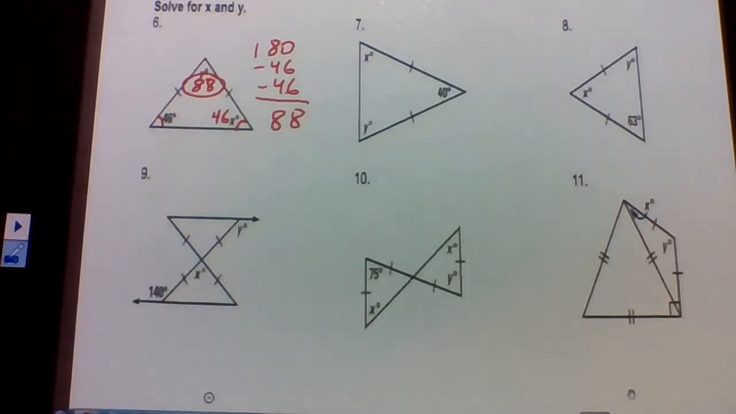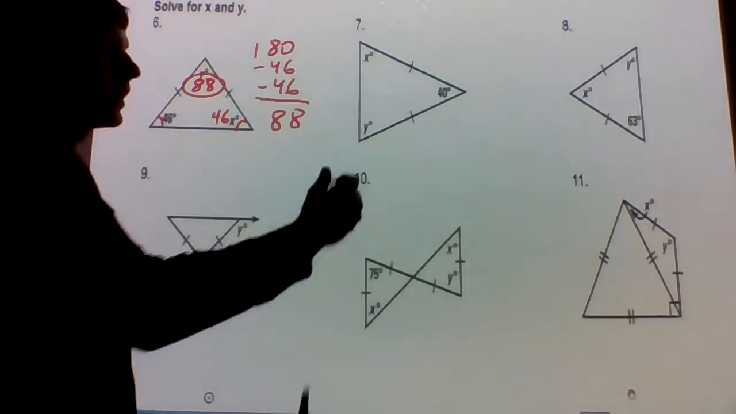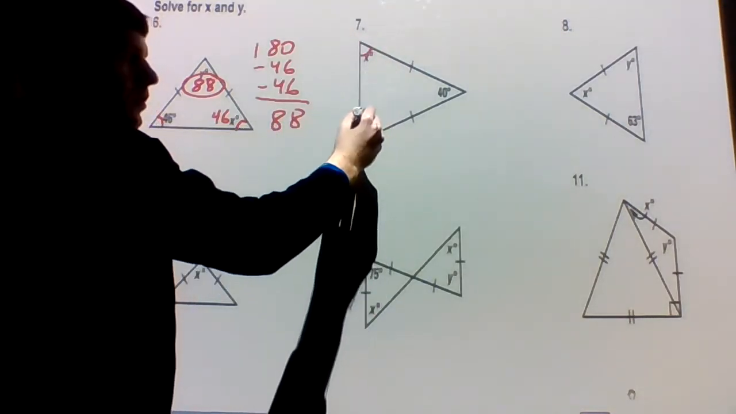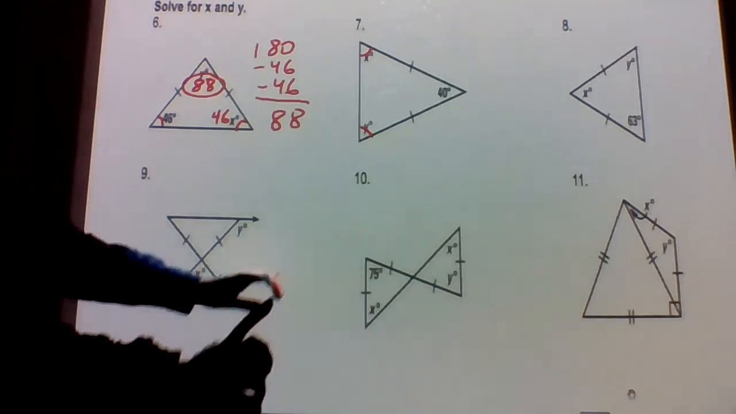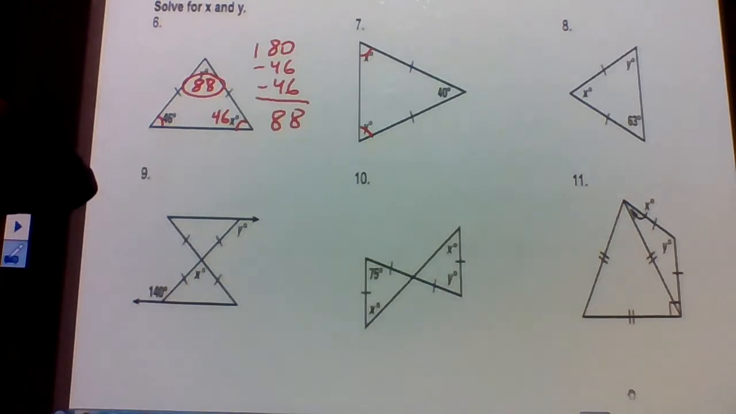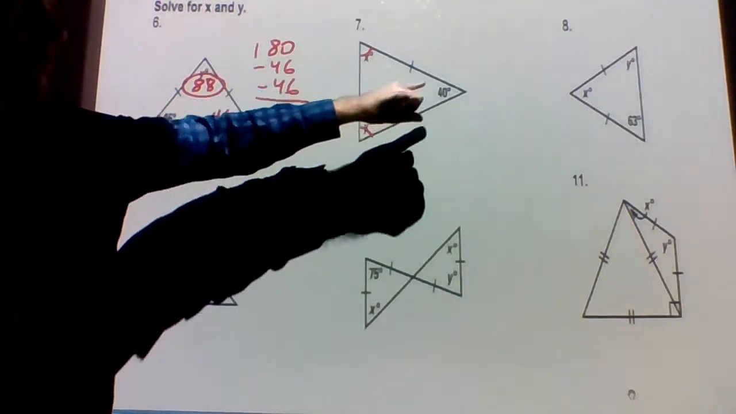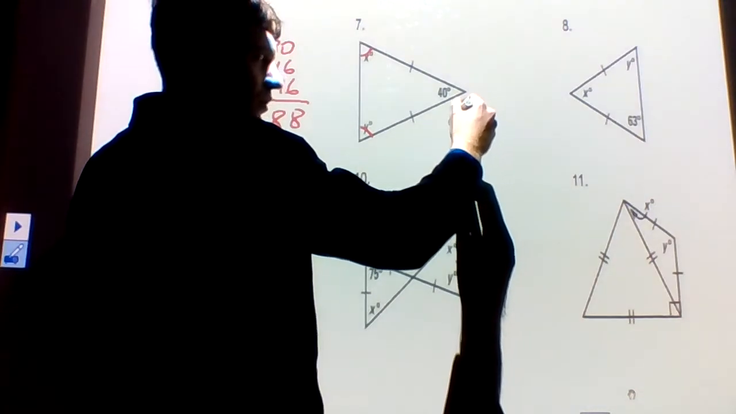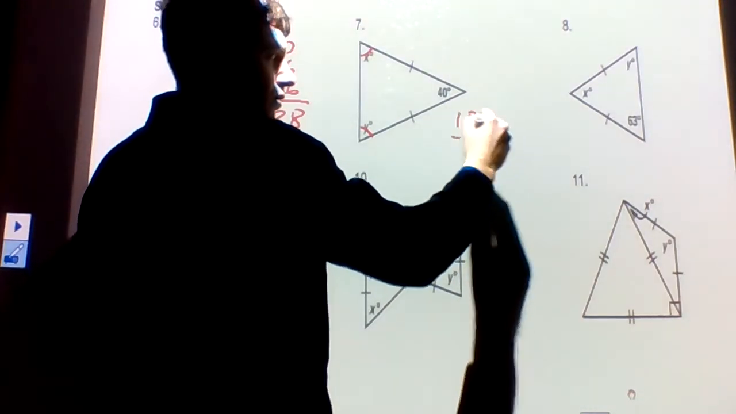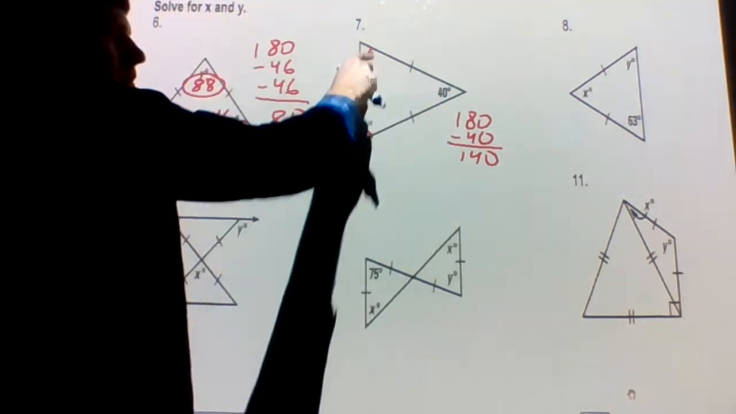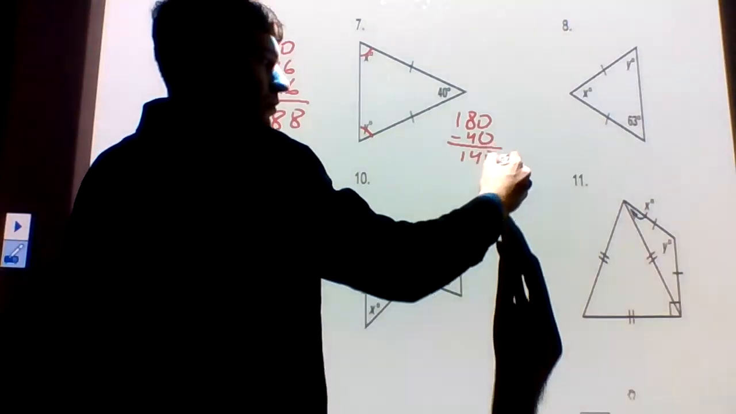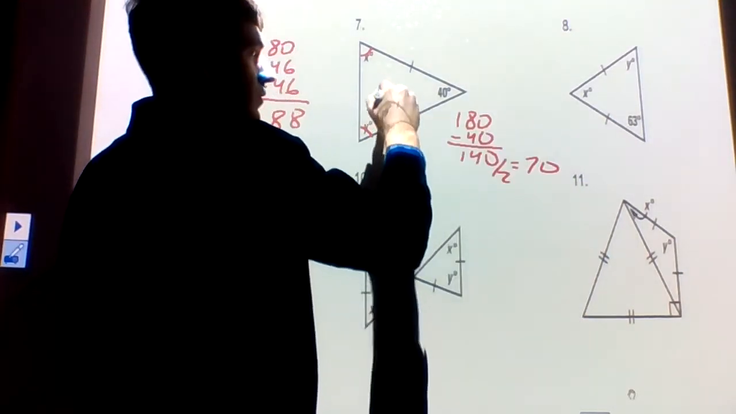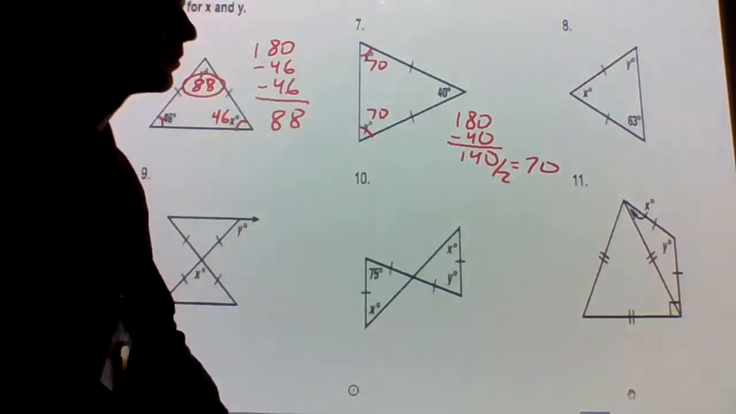Okay, number 7, we have an isosceles triangle. Two sides are congruent, so we know the opposite two angles are congruent. So we know these two are the base angles, x and y here, and 40 is your vertex. So we know that these two are congruent. And we also know that the three angles of the triangle add up to 180. So we can do 180 minus 40 is 140. So these two angles have to add up to 140, and they're congruent, so we can simply divide by 2, and we get 70. So it's going to be 70 and 70. 70 plus 70 plus 40 is going to be 180.